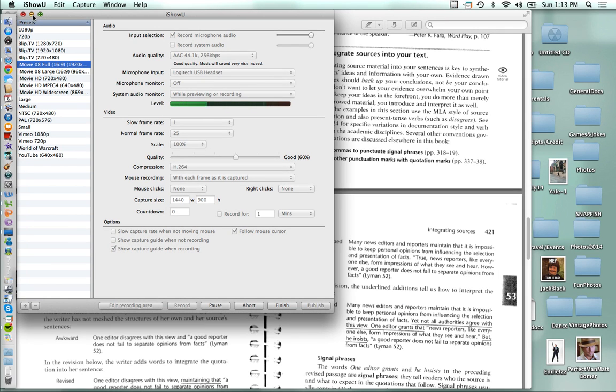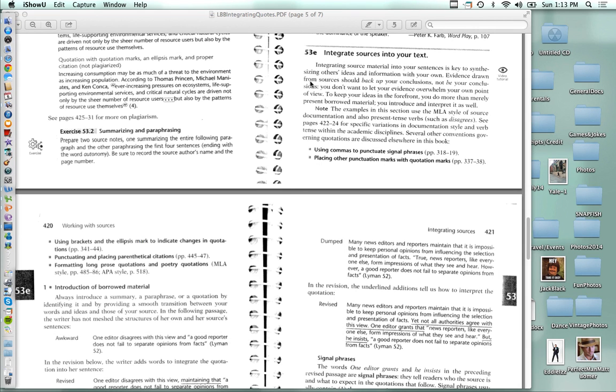Hi, I'm going to talk to you about integrating direct quotes into your research writing. Integrating source material into your sentences is key to synthesizing others' ideas and information with your own. Evidence drawn from sources should back up your conclusions, not be your conclusions. You don't want to let your evidence overwhelm your own point of view.